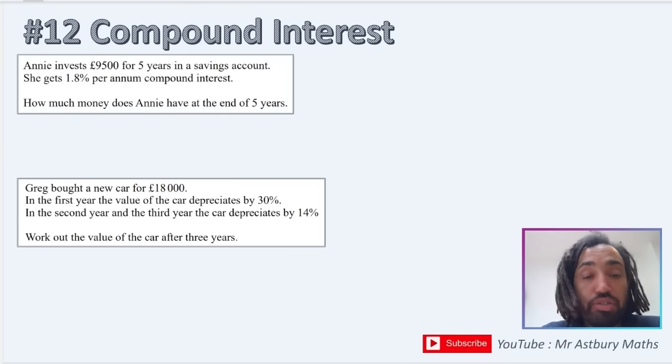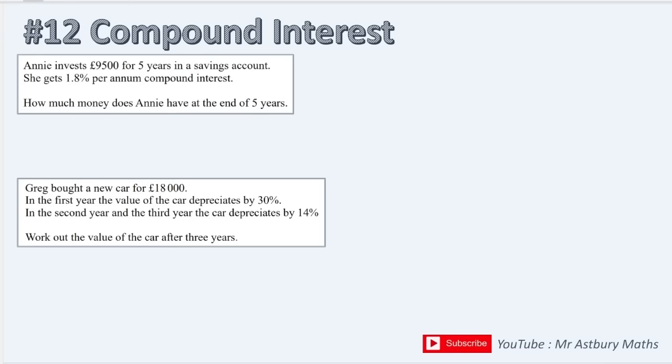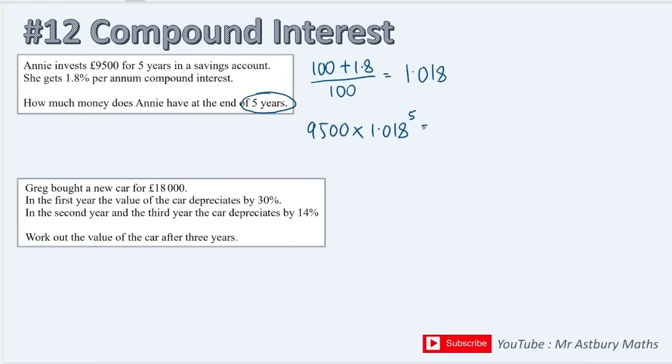Number 12, compound interest. We need to use the formula for this, which is you multiply the amount of money by the multiplier to the power of the number of years. Let's have a go. So this is a savings account, so you're going to gain money. So the multiplier is 100 plus 1.8% all over 100, which is 1.018. We then take the amount of money and multiply it by that multiplier, but we do it to the power of how many years we are in the savings account. So it's to the power of 5. And this gives us a value of £10,386 to the nearest pound.